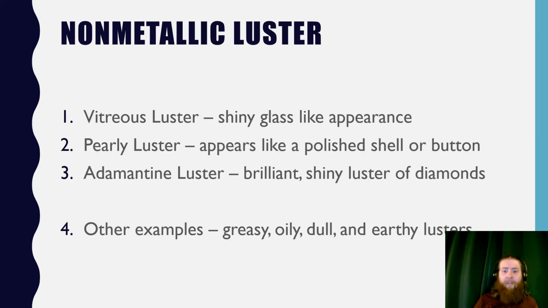Non-metallic lusters, there's lots of different non-metallic lusters. There's vitreous luster, which is a glass-like kind of shiny appearance. There's a pearly luster, where it looks like a polished shell or like you would see a button on a shirt. There's adamantine luster, which is brilliant. It's the shiny luster we see on diamonds. And there's other examples like greasy or oily or dull or earthy lusters, and all of these are examples of non-metallic lusters.